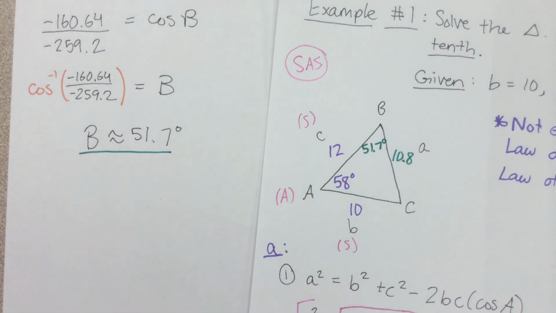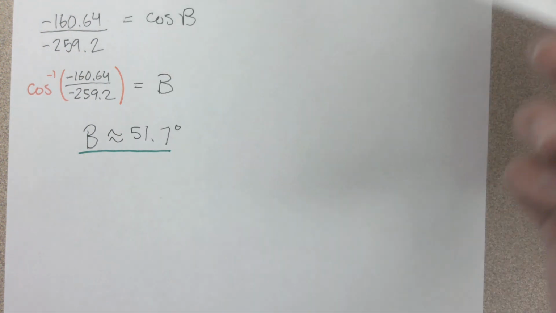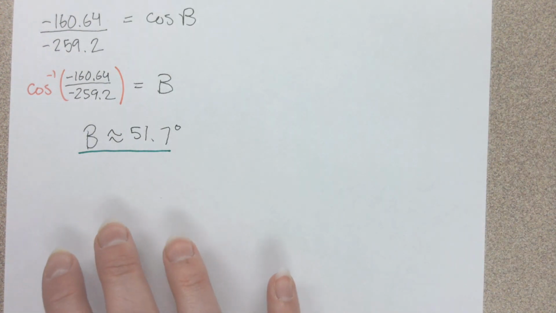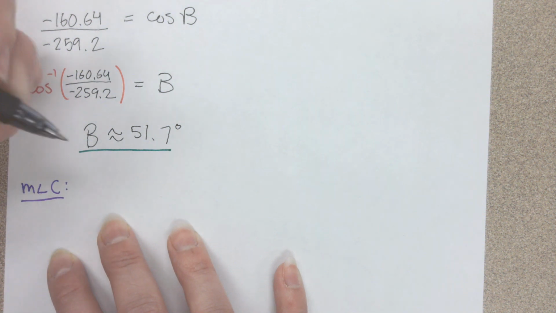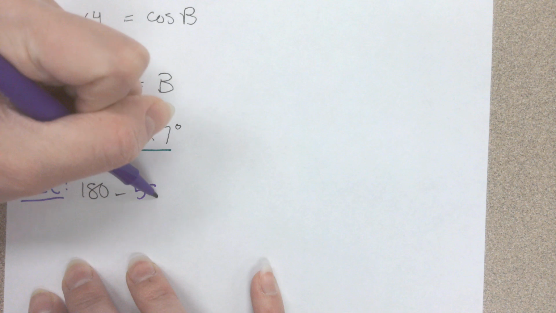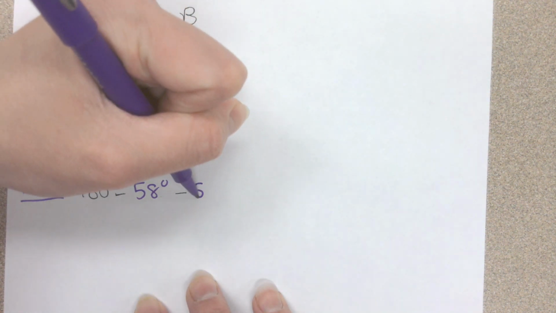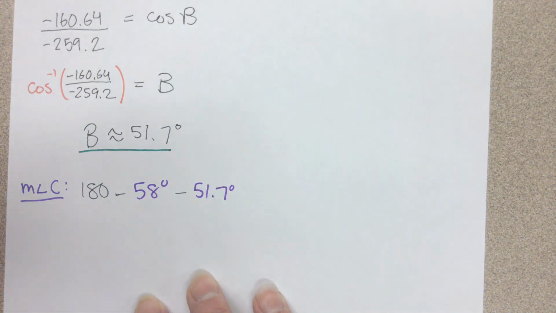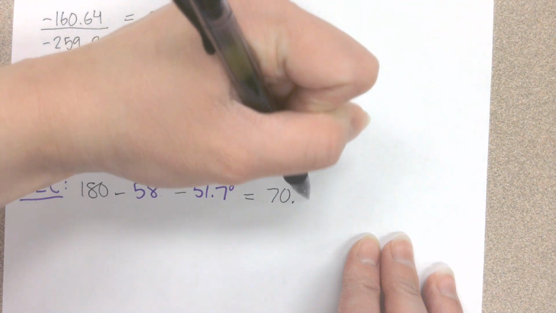And lastly, we need to find angle C. That's the easy part. We have 2 of the 3 angles, so we can use 180 to get us that. Just subtract both angles from 180, and the remaining number is 70.3 degrees.